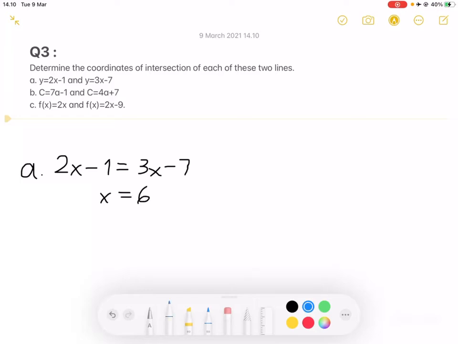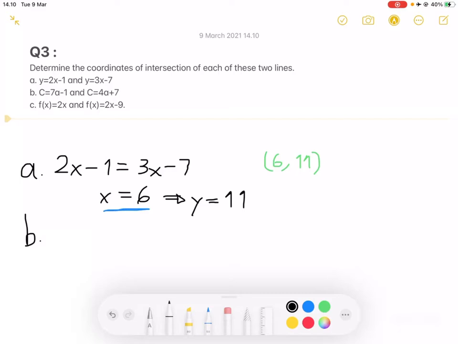However, this is only the x coordinate. We're also going to find the y coordinate, which is not a big deal. We can just substitute this x equals 6 value into either of these two lines, since we know they are both equal to each other. So therefore our y coordinate is equal to 11. So the coordinates of intersection will be (6, 11).